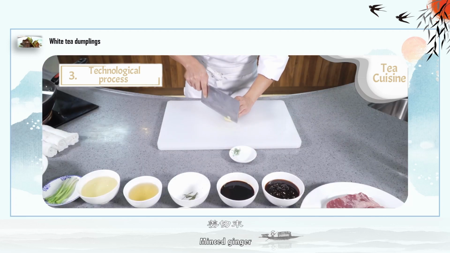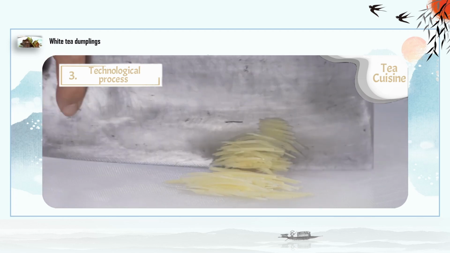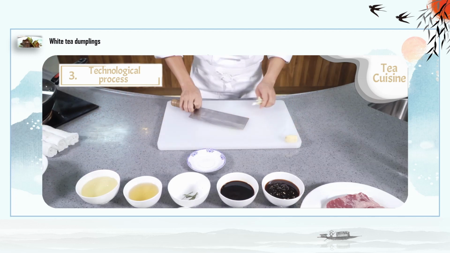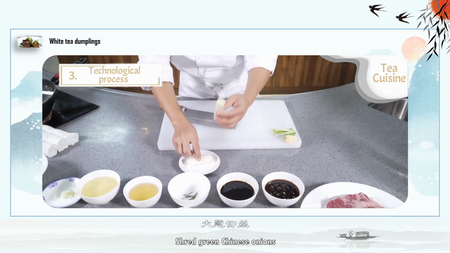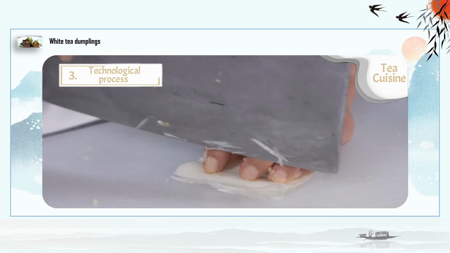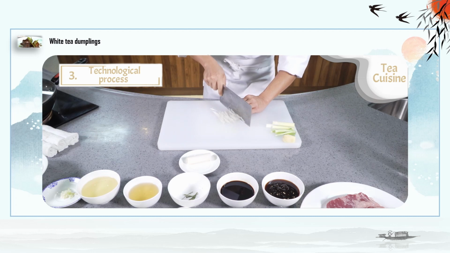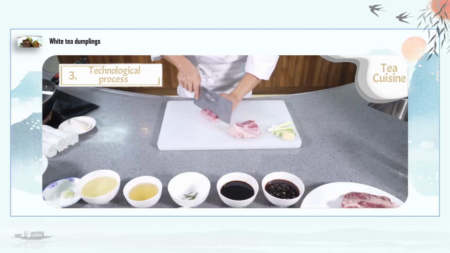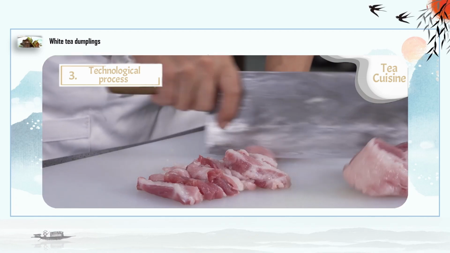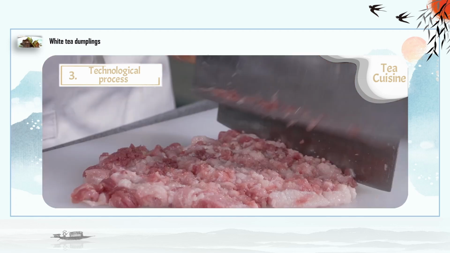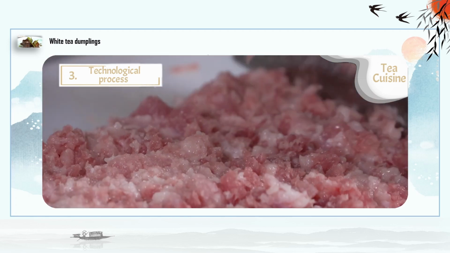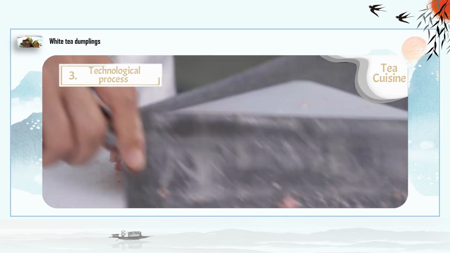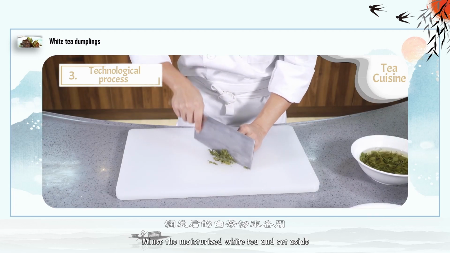Step 2. Mince ginger. Mince onion stalks. Shred green onions. Mince streaky pork. Mince the moistened white tea and set aside.